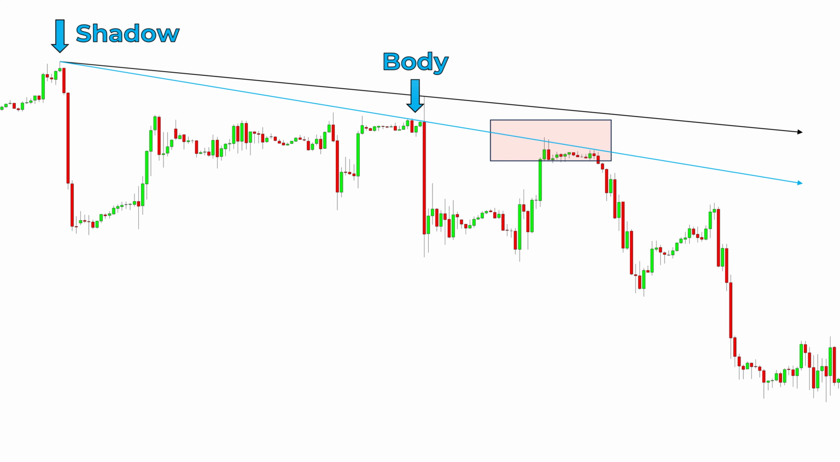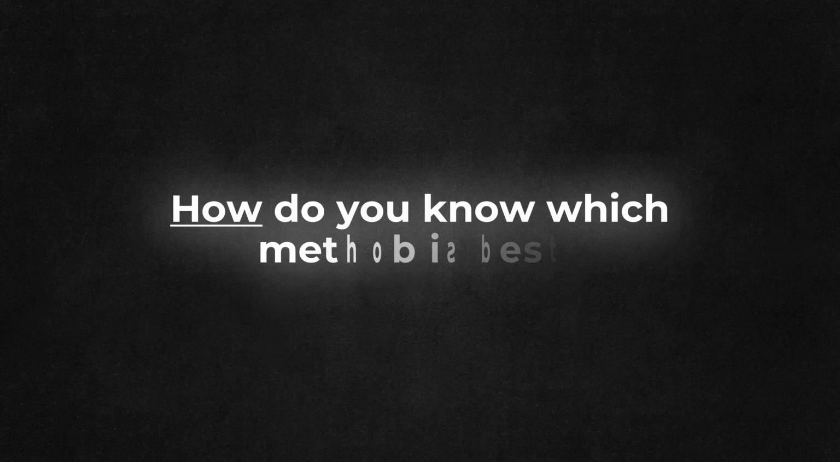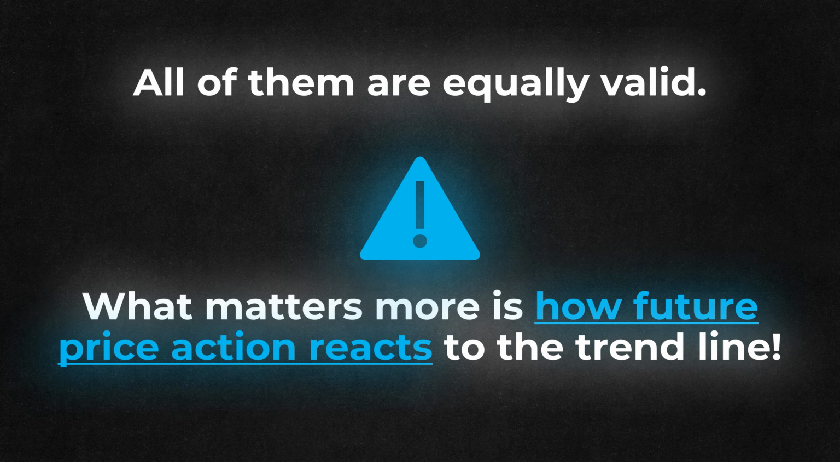Naturally, you may be wondering, which is the best way to draw trend lines out of these three? And here's the catch. All of them are equally valid. What matters more is how future price action reacts to the trend line. So instead of blindly picking one method, your job is to investigate. Which type of trend line is price currently respecting, if any at all? That's the trend line you should be using.